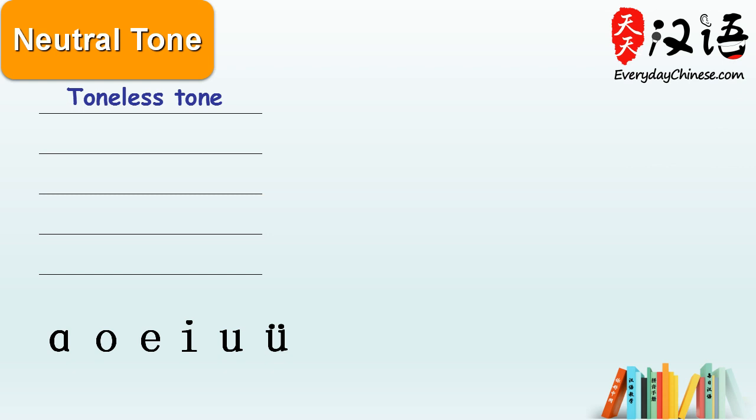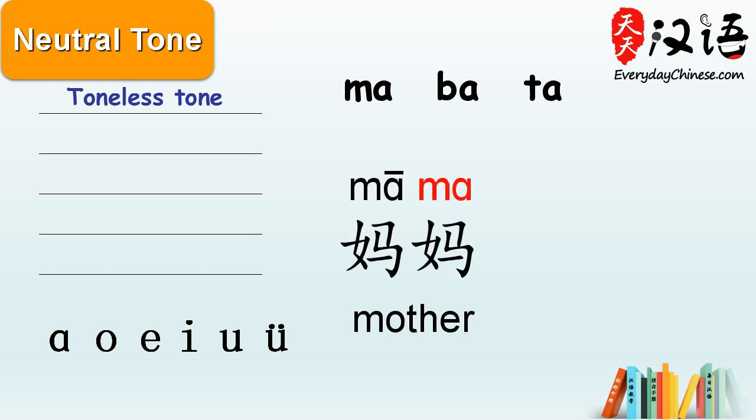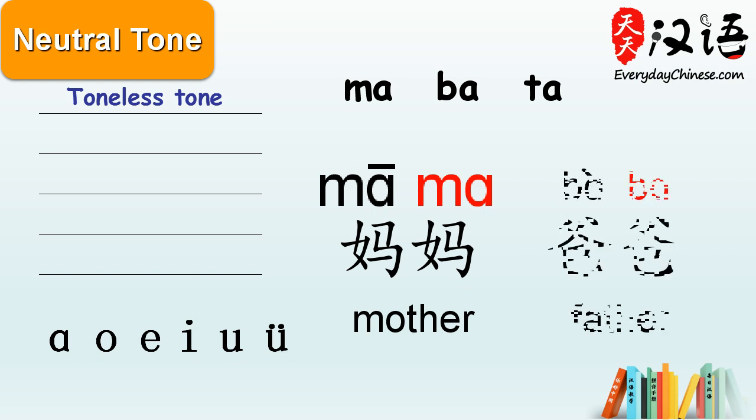The last one is a neutral tone, which is a toneless tone. It is pronounced very weakly and short. As you can see, the neutral tone has no mark above the vowel. Listen. 妈, 爸, 他. Note how we pronounce the neutral tone in the following words. 妈妈, mother. 爸爸.